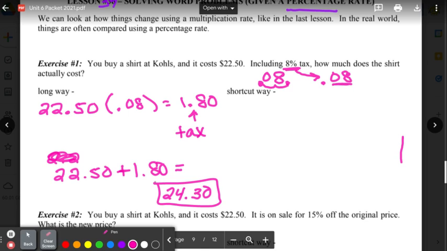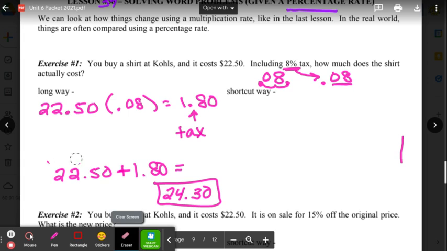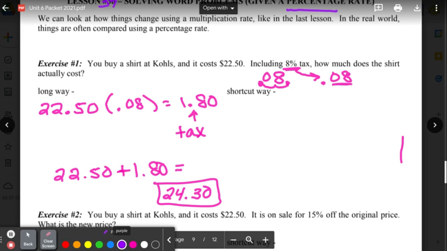So you can actually figure out when you're going to buy stuff in a store how much it's going to cost. You can use your cell phone to figure this out. This is like a real world math kind of thing. So now we're going to do the shortcut way, because when I'm in the store and I want to figure this out, I'm not going to do it this way. So what I would do is take my $22.50. I would type in my phone 22.50, and then I have the parentheses. I turn my phone sideways.